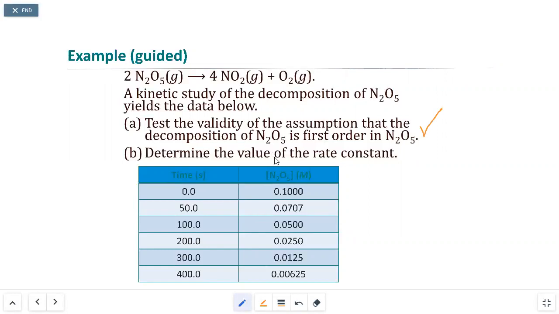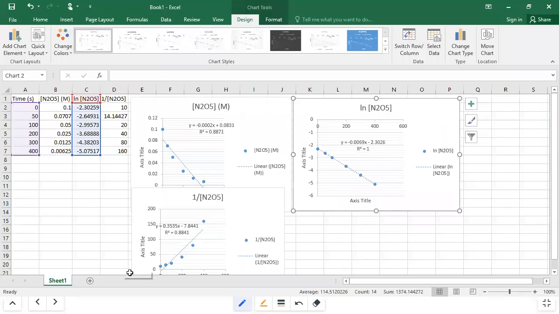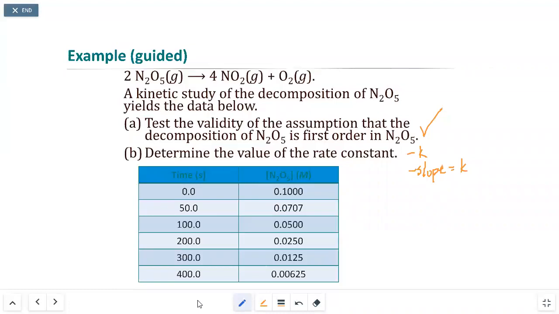Determine the value of the rate constant. Well, remember, the rate constant for a first order plot is equal to the opposite of the slope. So if I go back here, the slope was negative 0.0069. That would be what I would record.